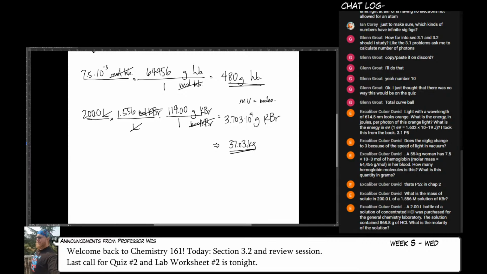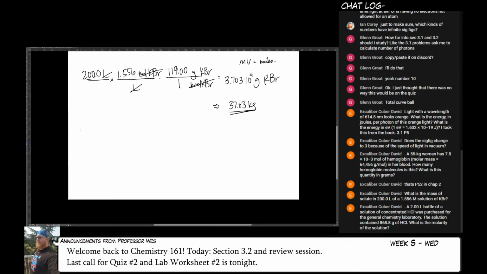A 2-liter bottle of concentrated HCl was purchased for the lab. The solution contained this many grams of HCl. What was the molarity? For the molarity definition, remember that molarity is moles of solute over liters of solution. So how would you solve this?